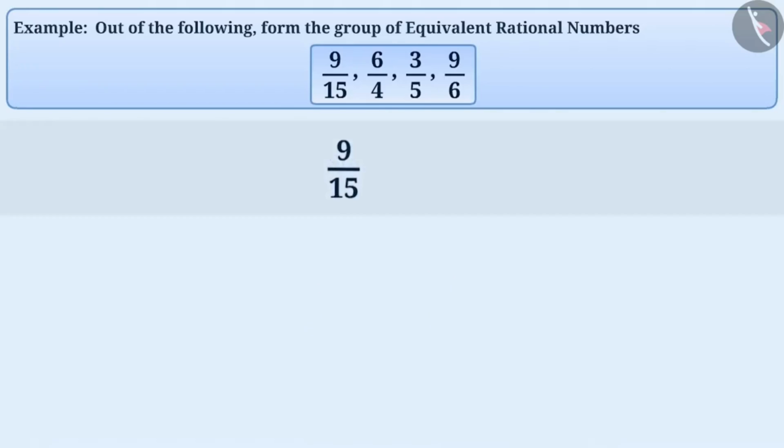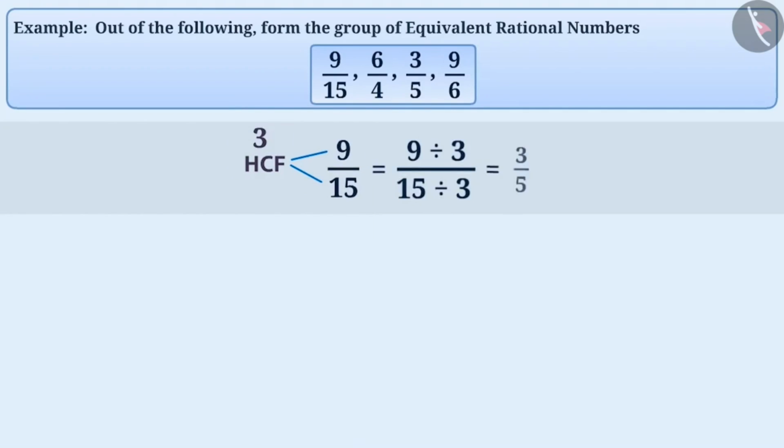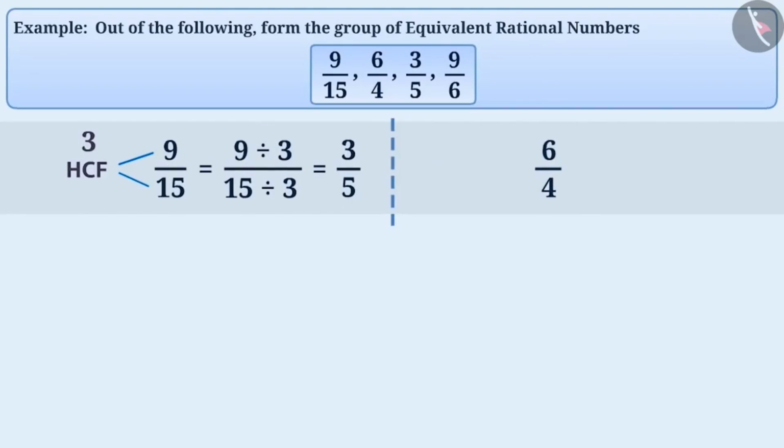Here, the HCF of the numerator and the denominator of 9 by 15 is 3. If we divide 9 and 15 by the HCF, which is 3, then we get the simplest form of the rational number 9 by 15, that is 3 by 5. Similarly, if we divide the numerator 6 and the denominator 4 of 6 by 4 by their HCF 2, then we get the simplest form of 6 by 4, that is 3 by 2.